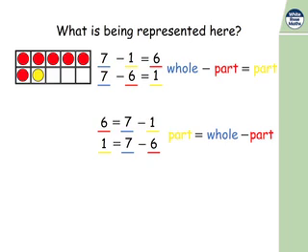This is a little bit more tricky than addition, so it's a good idea to read the number sentence through afterwards. Does that make sense? 6 is equal to 7 minus 1. Yes, that makes sense. 1 is equal to 7 minus 6. Yes, that makes sense.